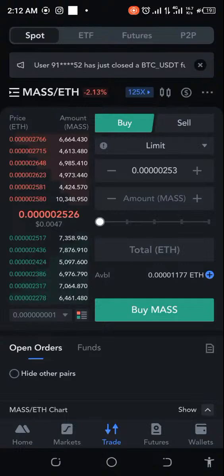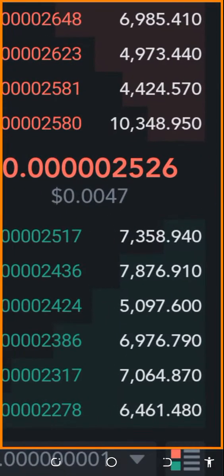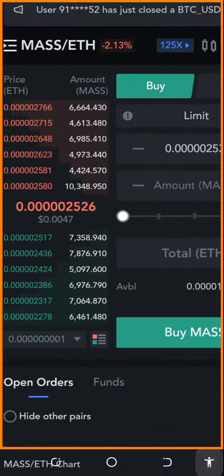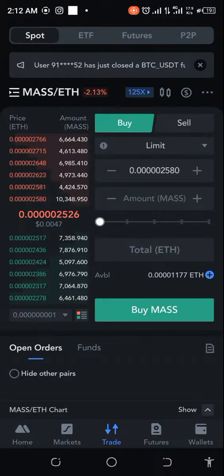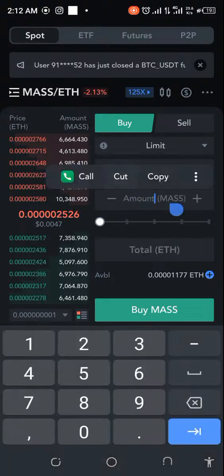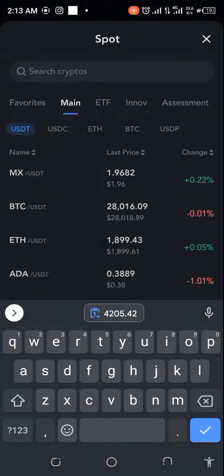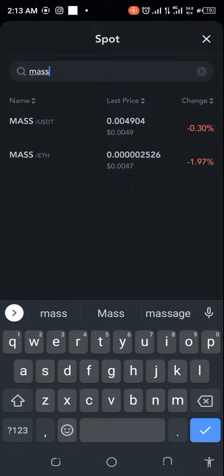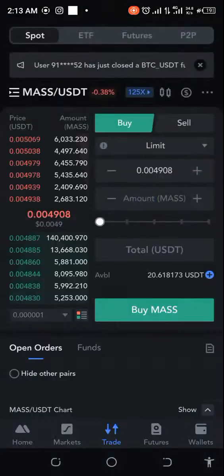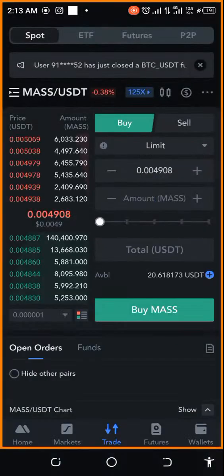Okay, so now I'm going to check this very, very carefully. If I want to buy this now and I don't want to wait, what I'm going to have to do is to pick the first spread. Okay, and I'm going to paste in my total ETH here. Would I still be able to make profit? Let's just do this quickly. Okay, so let's go to mass USDT. Let's see what's going to happen here. Mass USDT.